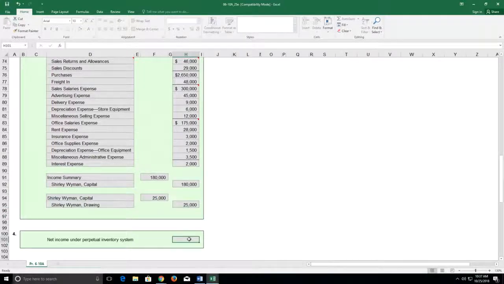Net income under the perpetual inventory system would be what? It doesn't change if you count it as you go or if you do a physical count. It's going to be the same unless you're using FIFO versus LIFO. That's the only time that'll change.